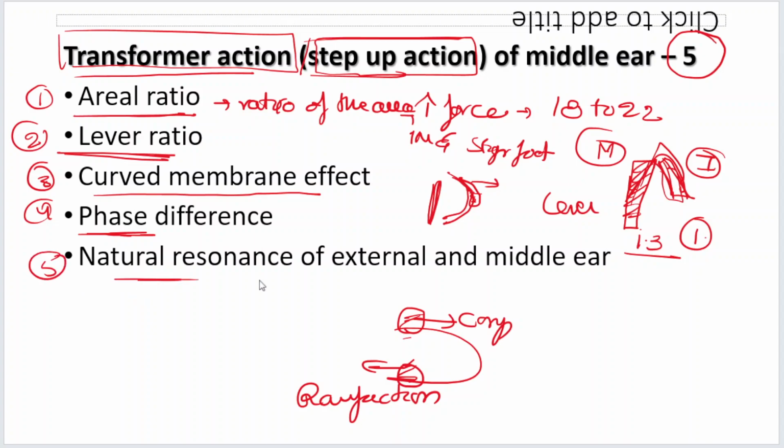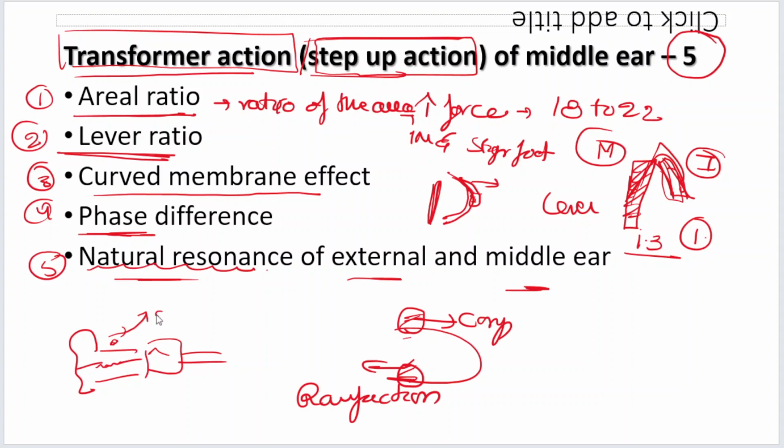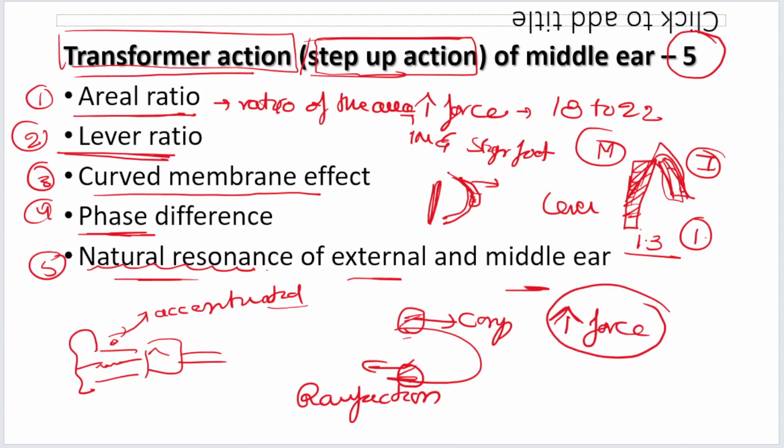The fifth one is the natural resonance of the external and middle ear. The various parts, the external canal, pinna, tympanic membrane, middle ear, ossicles, all have a natural resonance. If that sound frequency comes, it is accentuated, which also helps in increasing the force of the sound. Always remember, the force of the sound is increased by the middle ear. That is what is called the transformer action of the middle ear.